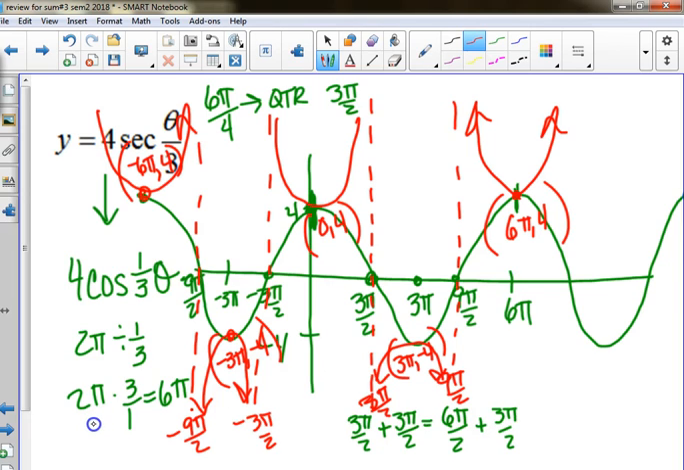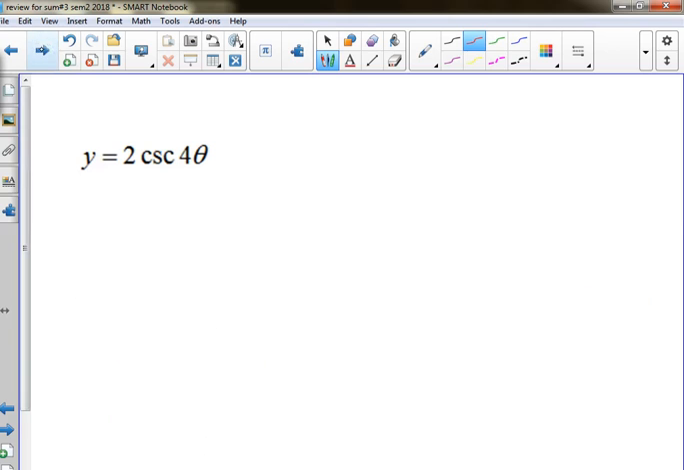It looks like a hot mess when I'm all done. I'll try to do better on the next one. Okay, I'd like to do one more if that's okay.